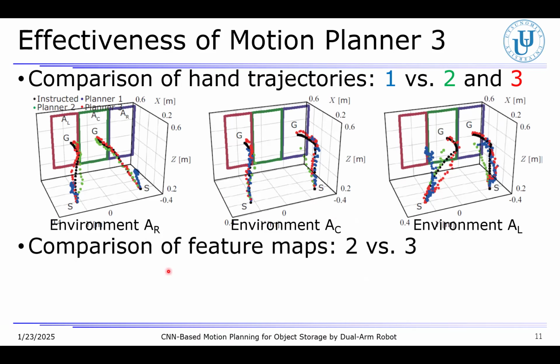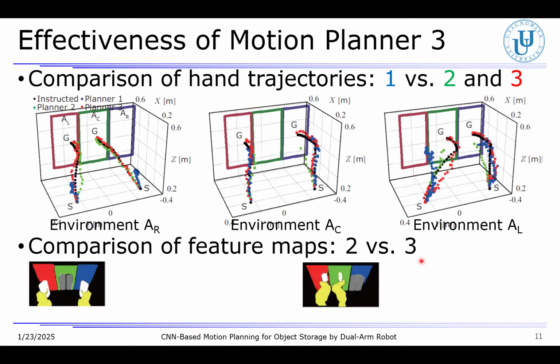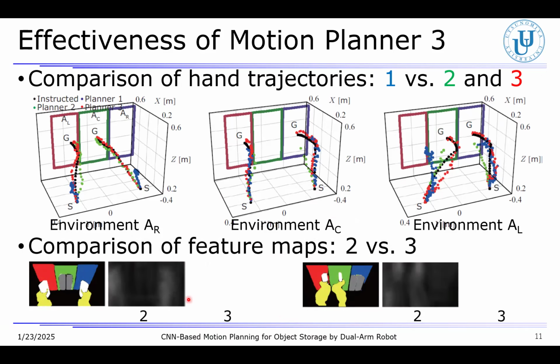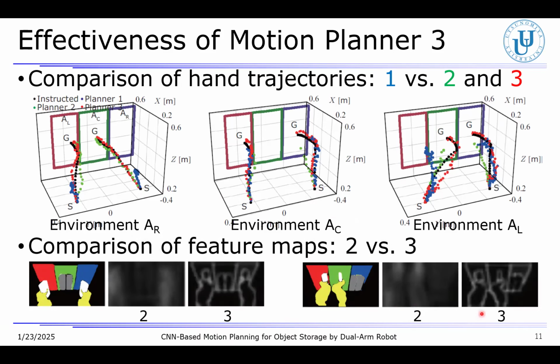So here we further focused on the feature maps extracted in the second and third motion planners. For example, for these two image inputs, in the feature maps of the second motion planner, we cannot see anything. On the other hand, in the feature maps of the third motion planner, we can clearly see the hands, objects, and the shelf. And so these image features clearly extracted by applying the shortcut connections to the convolutional layers enable the robot to store the objects without collisions.